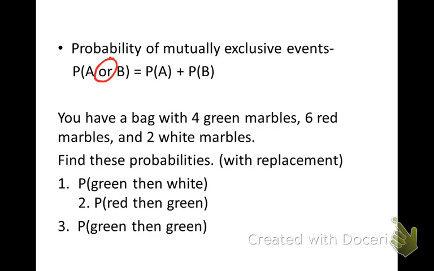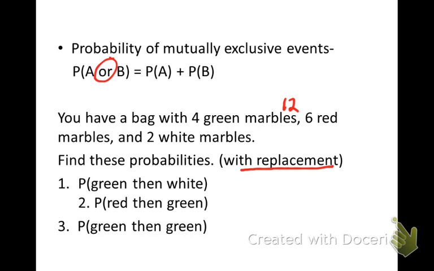So you have a bag of marbles, and it's got 4 green, 6 red, and 2 white. This is one of the most important parts: make sure you get the total right. So 4 plus 6 is 10, plus 2 is 12. You need to have the total right, or that's going to throw all your problems off. We're going to draw one out at a time, look at it, and then replace it in this case. So in other words, they're independent. What happens on the first draw, if I put it back in, has no effect on the second draw.